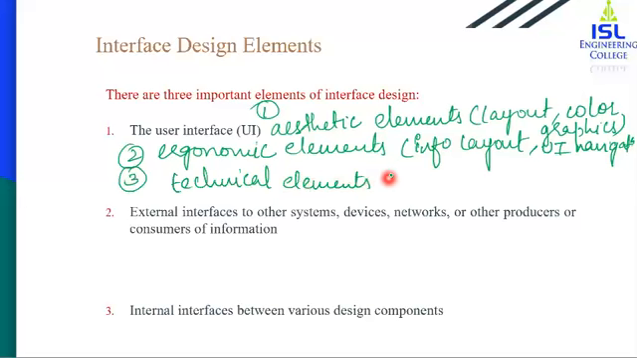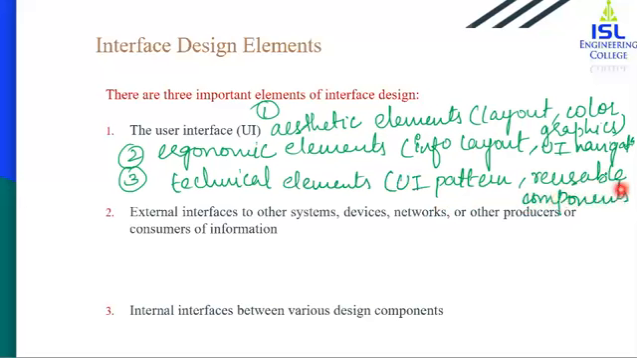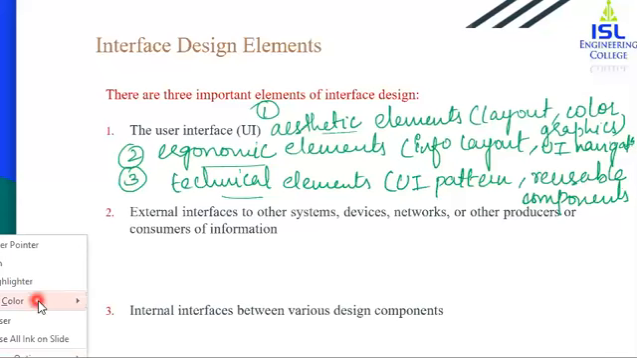Now within these technical elements, you're going to identify what user interface pattern you're following. Now, as you've got different architectural styles and patterns, you're also going to have user interface patterns. And you're also going to identify if there are any reusable components. So these are the three things that are covered within the user interface: the aesthetic elements, the ergonomic elements, and your technical elements. Then the second one is external interfaces.